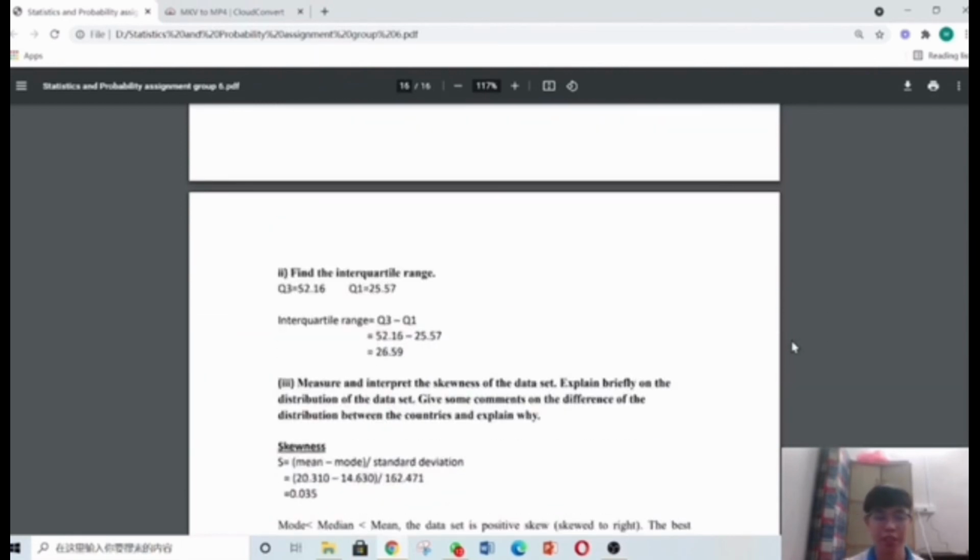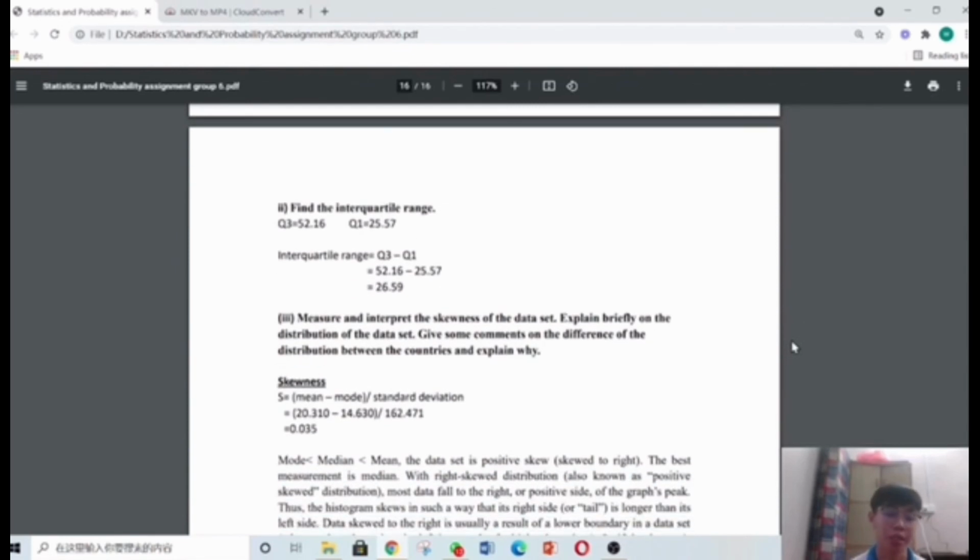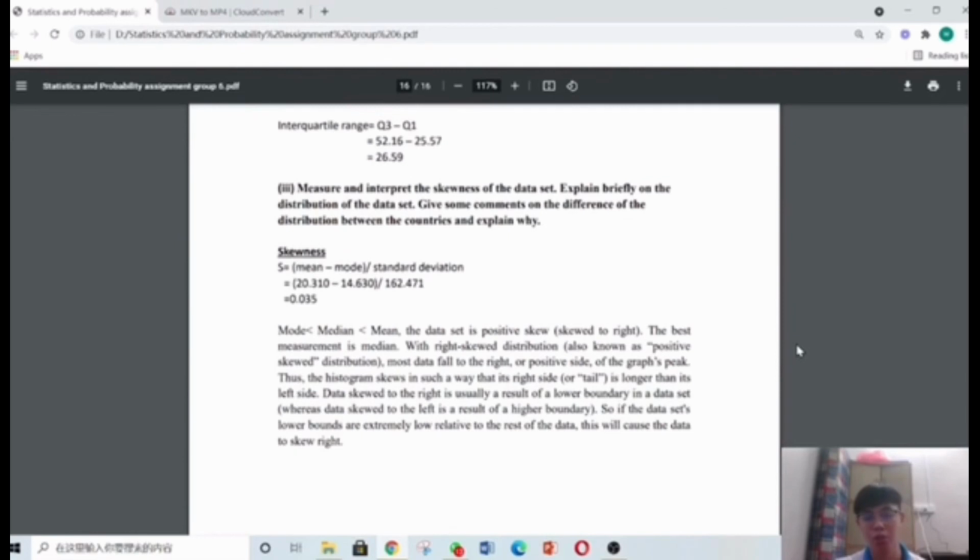So we see the next question. So the next question is find the interquartile range. So the interquartile range formula is Q3 minus Q1. So we can get a value of Q3 and Q1, which is 52.16 and 25.57. So put it in the formula so we can get the value of interquartile range is 26.59. So the last question is talking about the skewness.